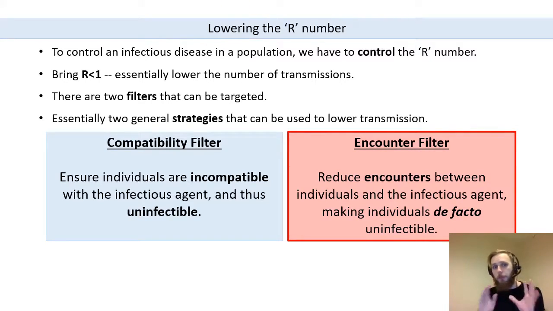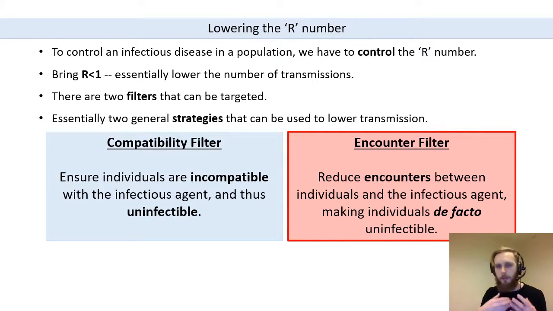So from an epidemiological perspective, what we want to do is look down at the population, look at the statistics, find out what the R number is, and then bring the R number down. And as we said, there are two ways we can do this. We can close the compatibility filter, or we can close the encounter filter. And again, we defined the compatibility filter in a lot of detail in the last lecture.